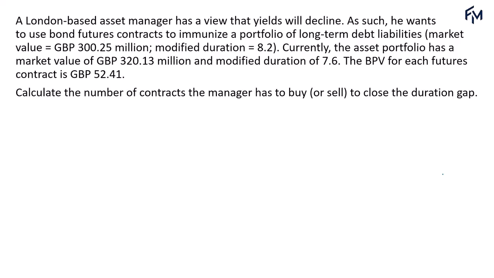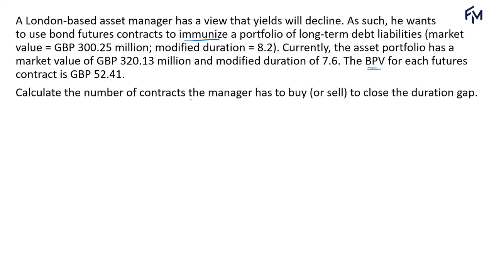So a London-based asset manager has a view that yields will decline, and as such he wants to use bond futures contracts to immunize a portfolio of long-term debt liabilities where the market value is £300.25 million with a modified duration of 8.2. Currently, the asset portfolio has a market value of £320.13 million and the modified duration is 7.6. The basis point value for each futures contract is £52.41.